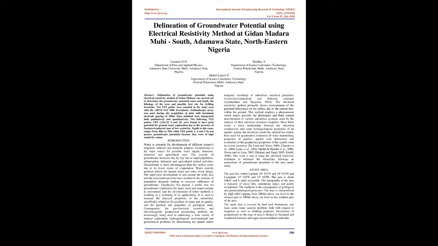The following VES points, VES 1, 2, 6, 7, 8, 9 and 10, were found to have good potential for groundwater exploration due to the presence of fracture/weathered zone of low resistivity. Depth to these zones ranges from 40 m to 70 m, while VES points 3, 4, and 5 do not possess groundwater potential because they were of high resistivity values.